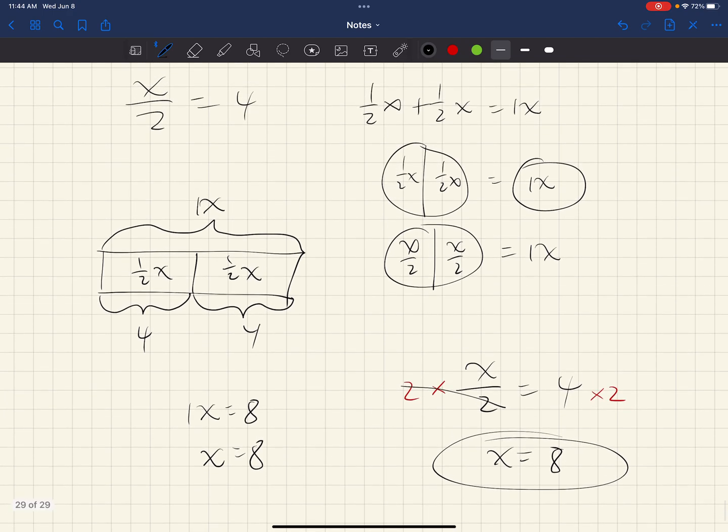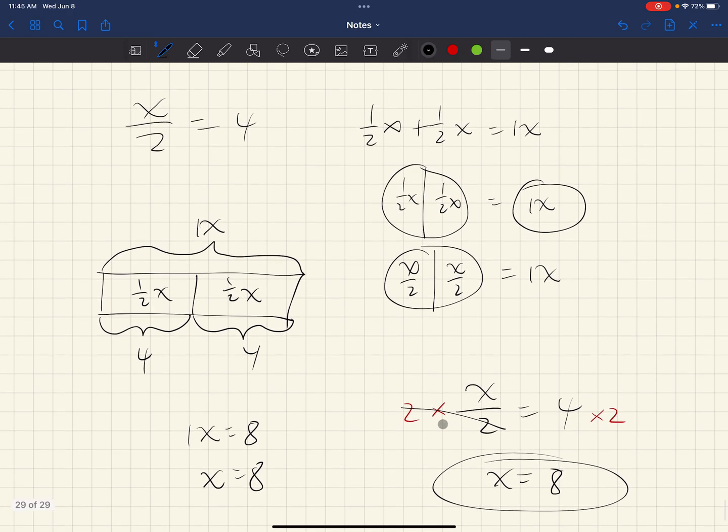Now let's take a look. If I plug x back in here, it's going to be 8 over 2 is equal to 4. And 8 over 2 is in fact 4. Therefore, it checks out. Well, let's do another problem.